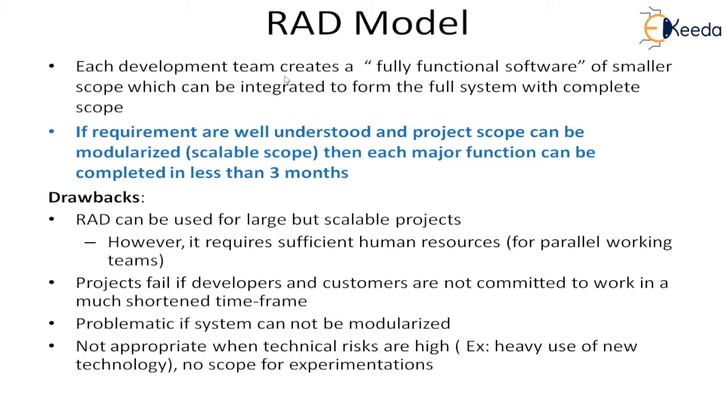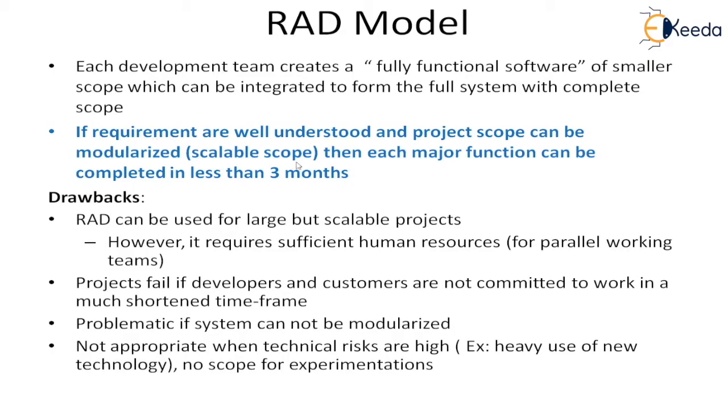So each development team creates a fully functional software of smaller scope which can be integrated to form the whole. So this is a very good feature because each one works independently, they don't have to bother about the other teams. Each team is separate. They have a separate boundary, and whatever functionality they take up is not that much related to the others. So that is one good thing, that we are creating fully functional software of smaller scope.